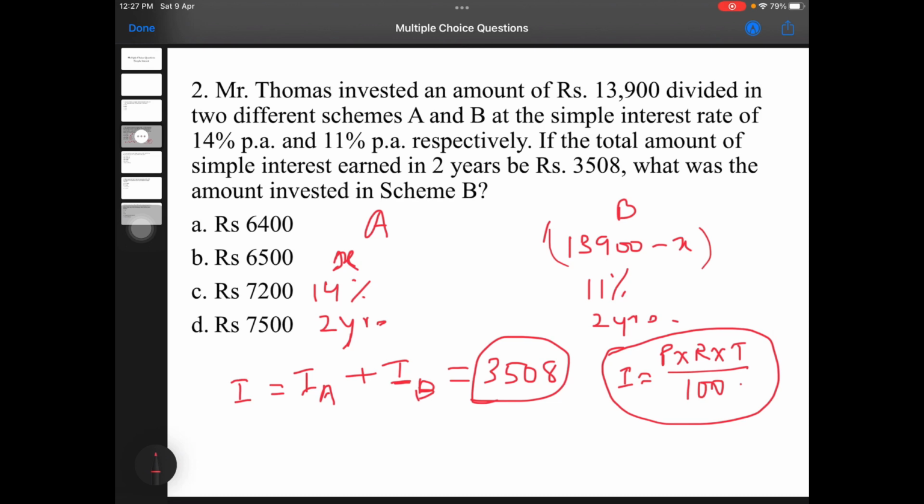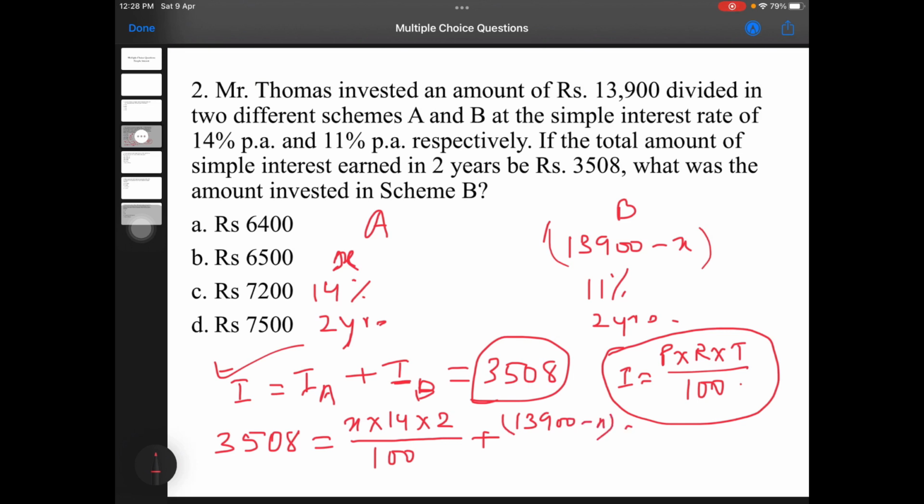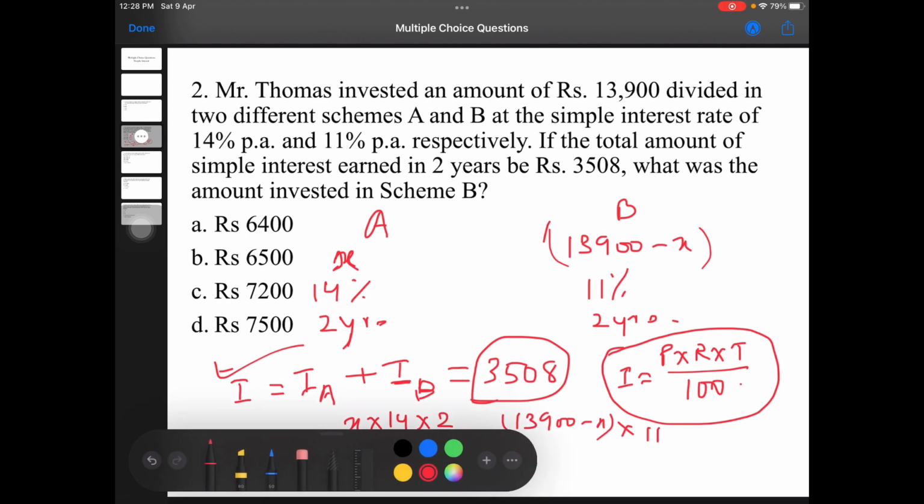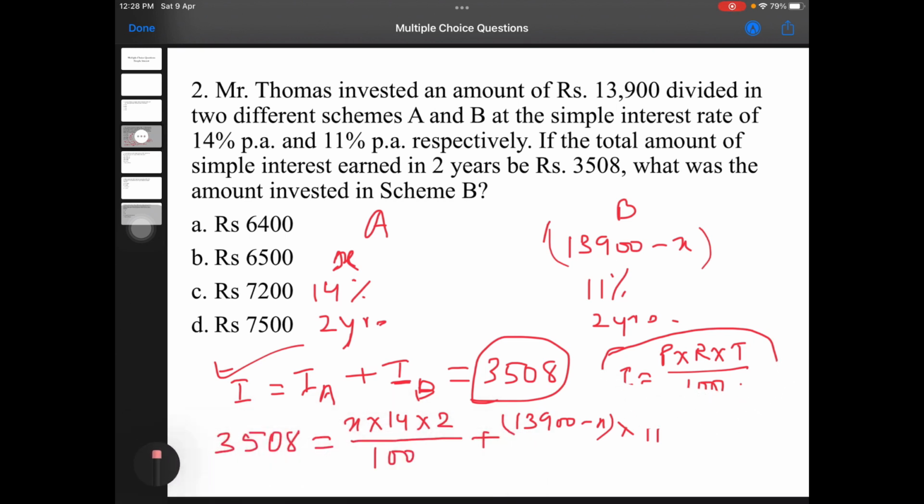So let's substitute the formula here. The total interest will be equal to 3,508. The simple interest for Scheme A will be principal amount X, rate of interest 14, and time 2 years, divided by 100. This is the interest for Scheme A. Plus interest for Scheme B will be 13,900 minus X, multiplied by 11, multiplied by 2, divided by 100.